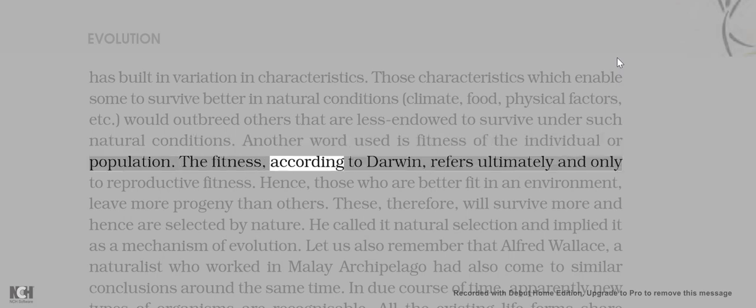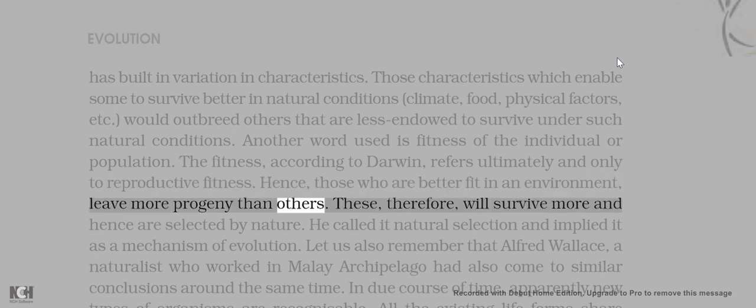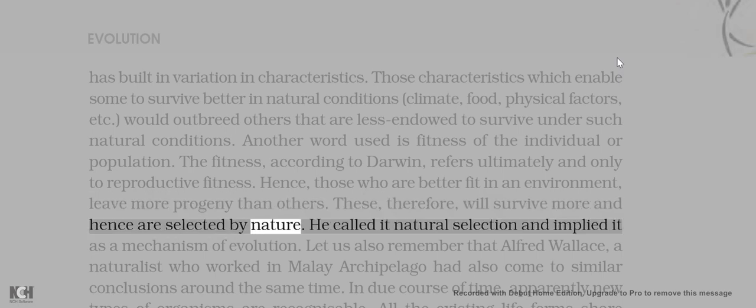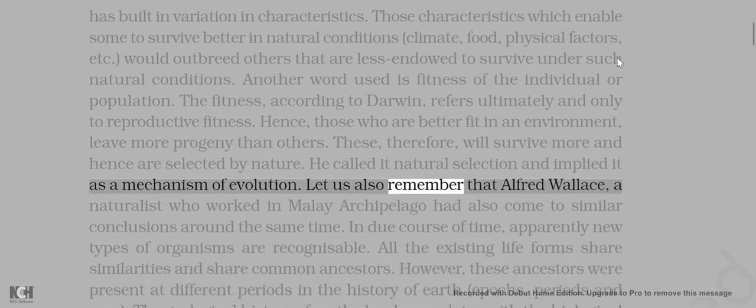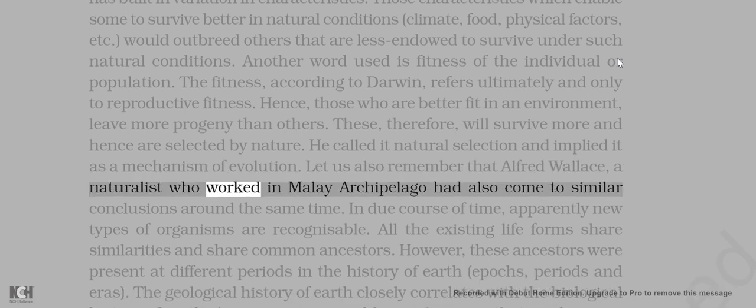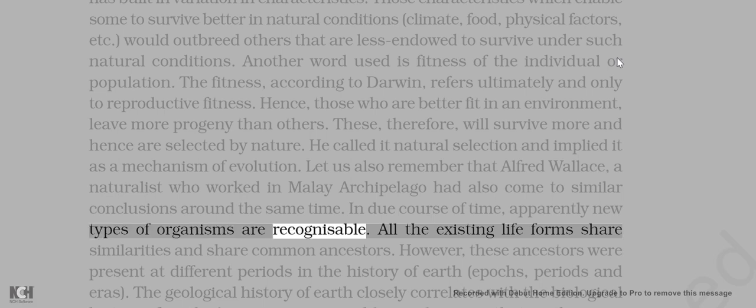The fitness, according to Darwin, refers ultimately and only to reproductive fitness. Hence, those who are better fit in an environment, leave more progeny than others. These, therefore, will survive more and hence are selected by nature. He called it natural selection and implied it as a mechanism of evolution. Let us also remember that Alfred Wallace, a naturalist who worked in Malay Archipelago, had also come to similar conclusions around the same time. In due course of time, apparently new types of organisms are recognizable.